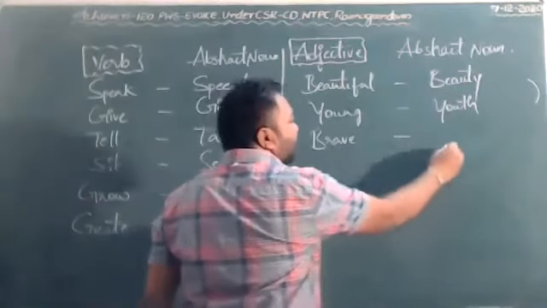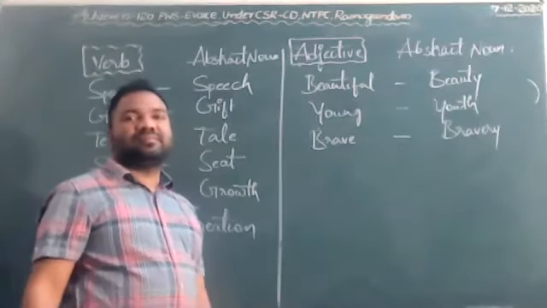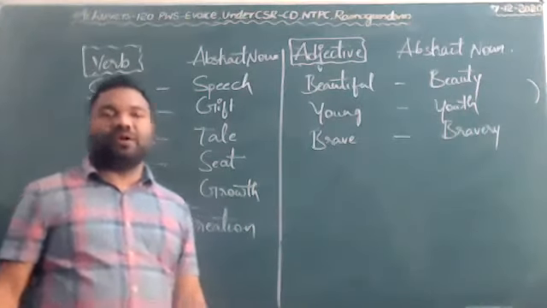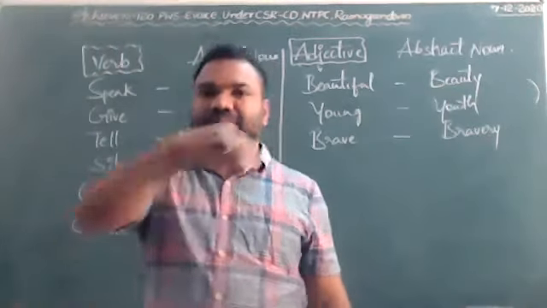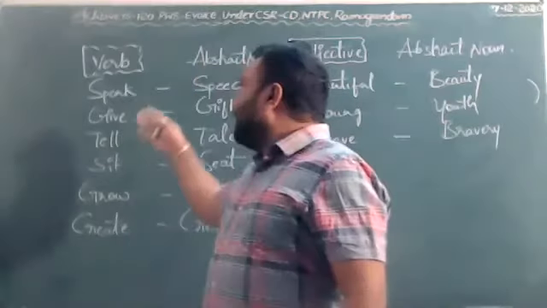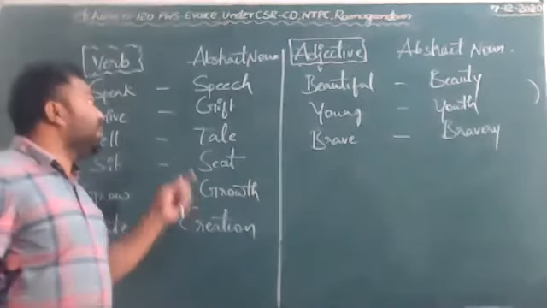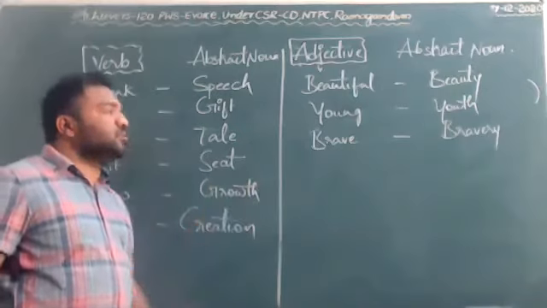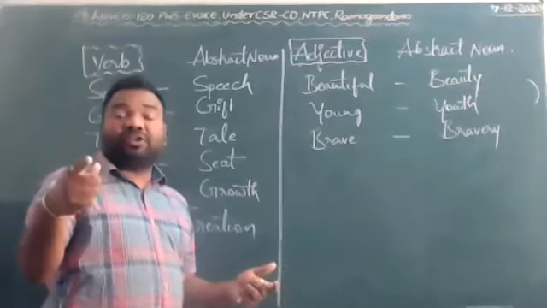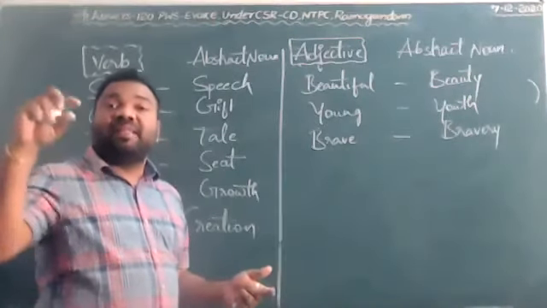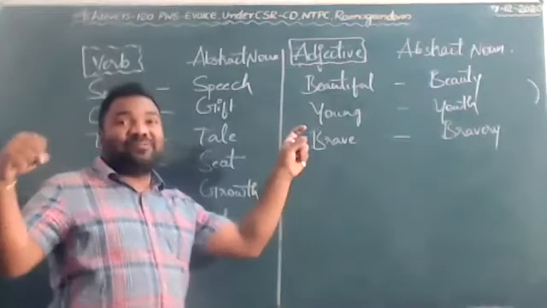He's a brave child. Bravery. You understand? This is a quality of a person which we say. Students, verbs are the words. If we name the verbs, that becomes abstract nouns. And in the same way, adjectives are qualities of the people. As I have made you write in the definition, these are the names of the qualities. She's a beautiful girl. From that word.